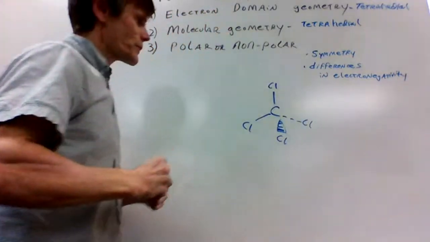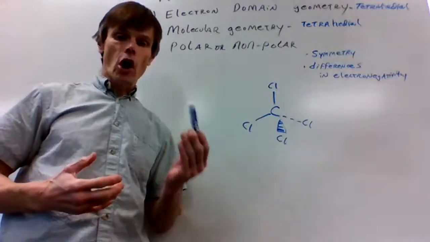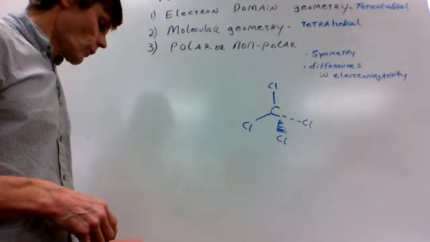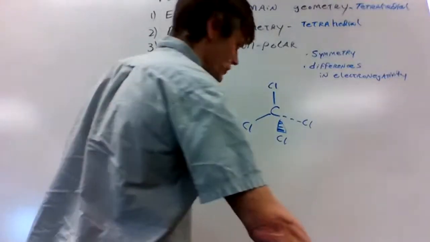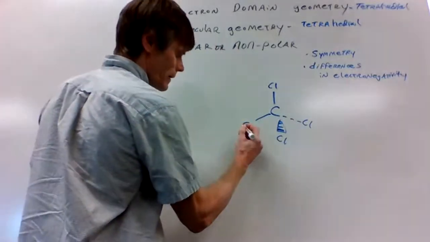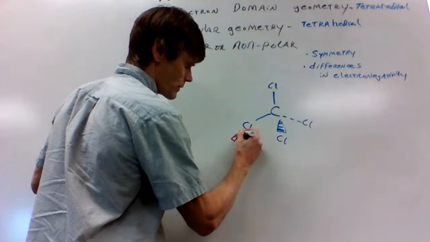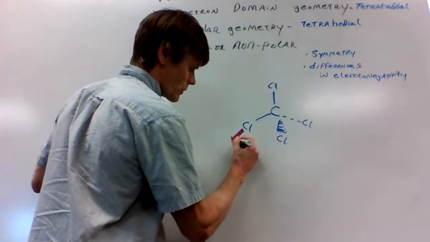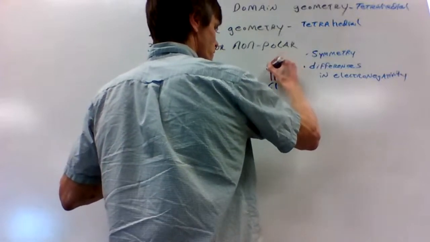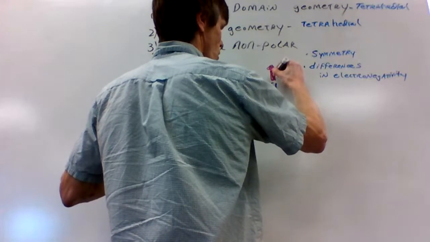So let's remember from an earlier chapter, carbon is less electronegative than chlorine. So what happens in this situation is chlorine pulls electron density away from the central carbon atom. I'm going to use an arrow to help show how electron density is drawn away from the central carbon atom.